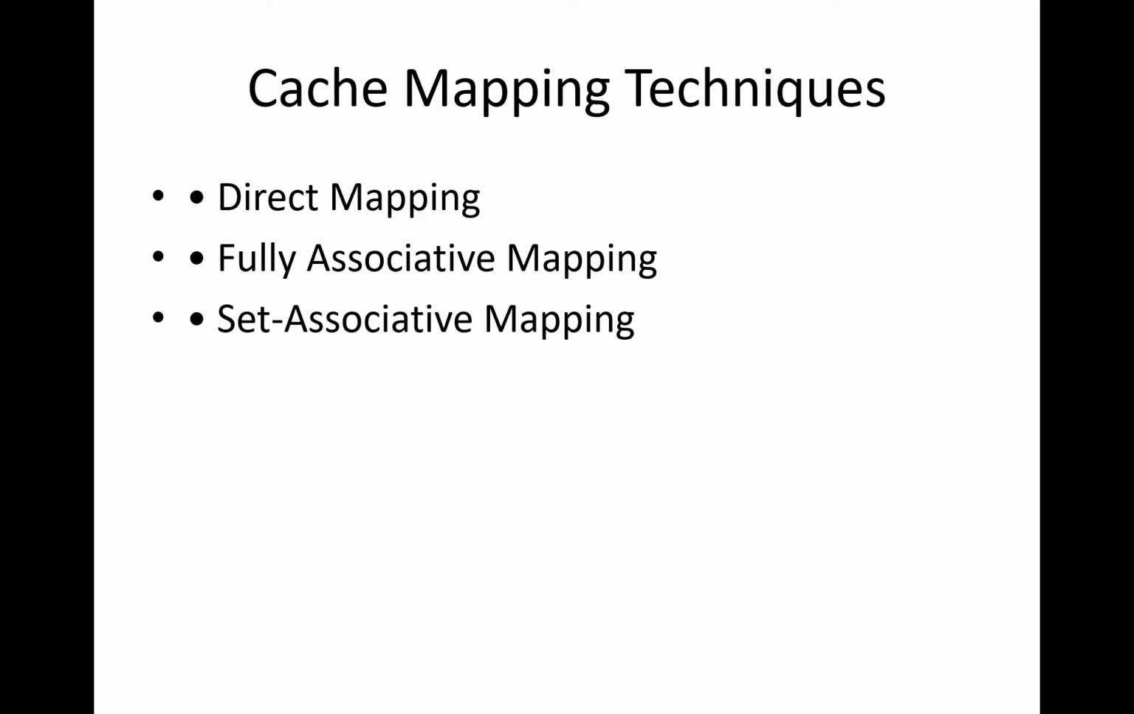And also, we have the cache mapping techniques. To store memory data in the cache, we need a system called mapping. These are some of the mappings we have: the direct mapping, the fully associative, and the set associative. Each offers a different trade-off between simplicity, flexibility, and speed.